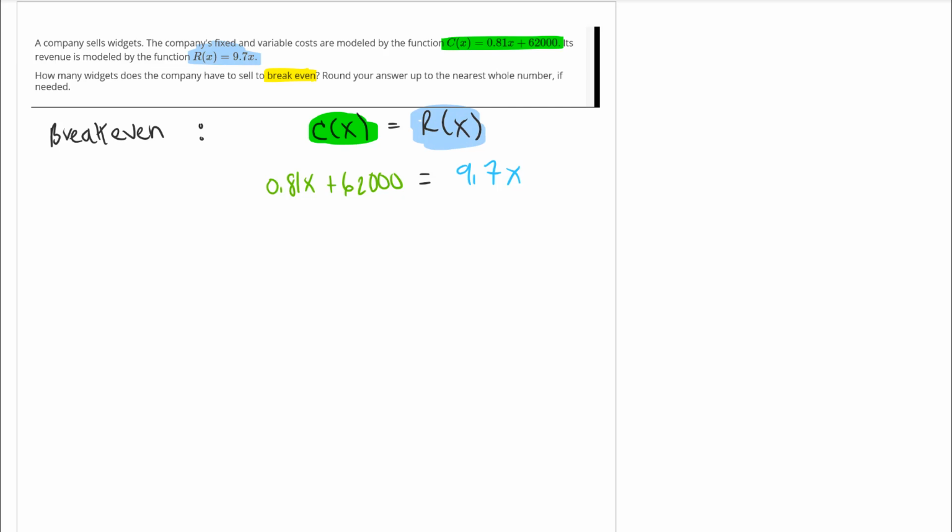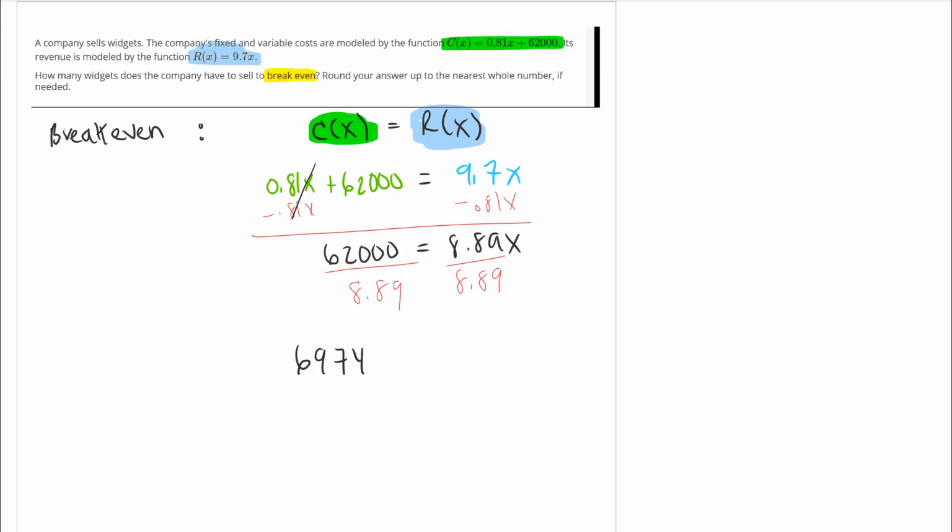Now to solve for this, I'm going to go ahead and combine my terms. So I'm going to subtract 0.81x from both sides. So I get 62,000 is equal to 8.89x. From there, divide by 8.89. And so you are going to get on your calculator 6974.1282 is equal to x.